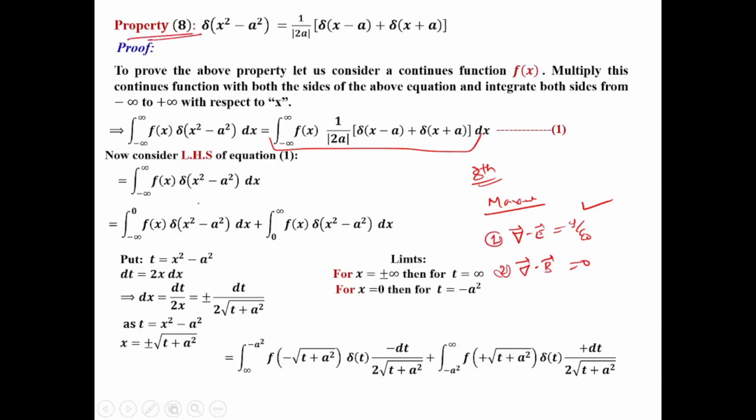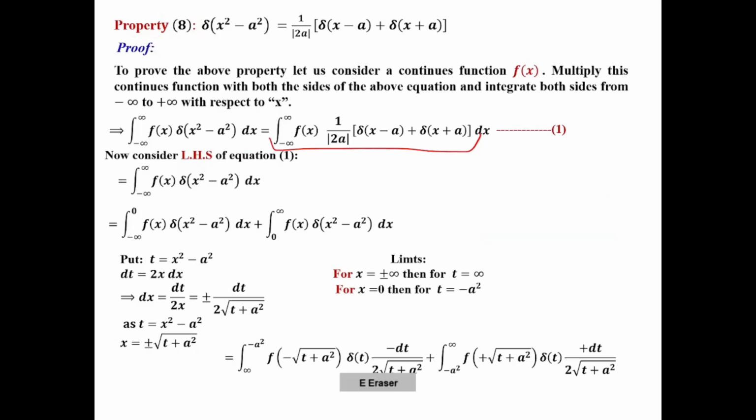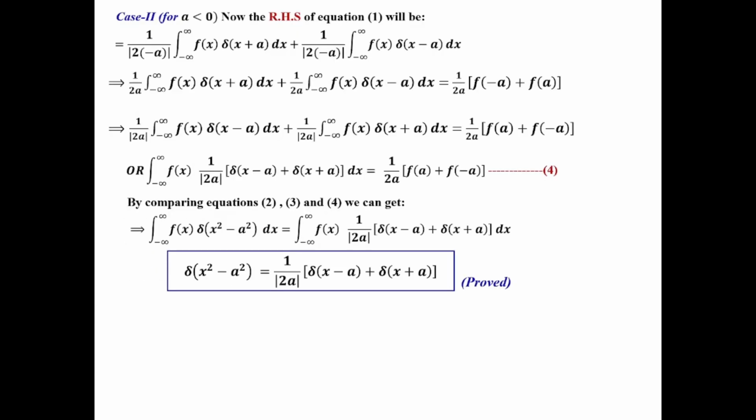Okay, here I systematically wrote it. After writing, so it is this property. Now the serial number is 8th, but this is not exactly the 8th property of the delta function. Okay, keep it in your mind. Now here we proved this one.